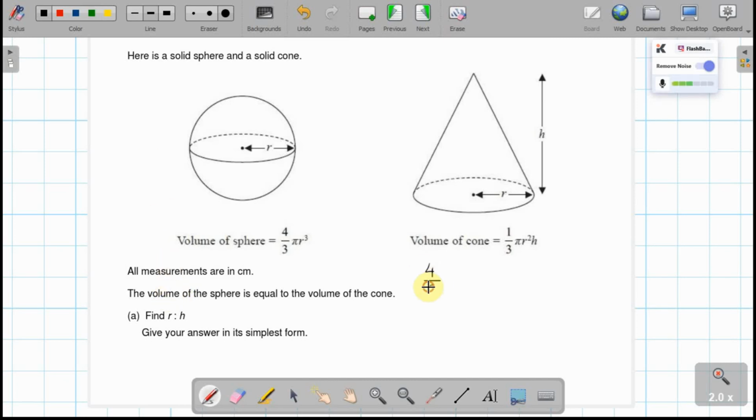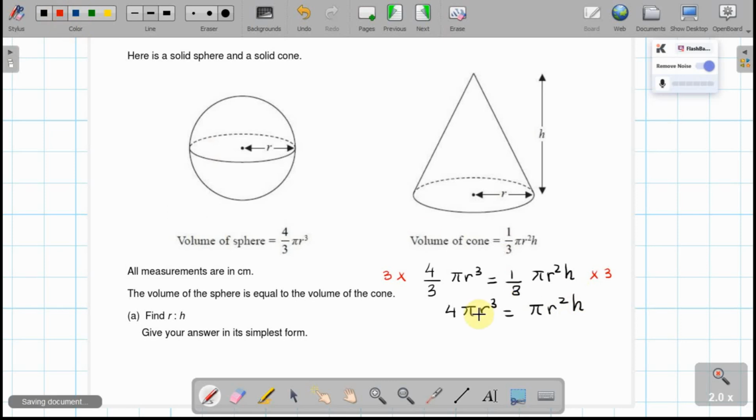Okay, the volume of the sphere will be 4 over 3 pi r cubed. That will be equal to 1 over 3 pi r squared h. Now, in order to get rid of the denominators, I multiply both sides by 3. This will leave me with 4 pi r cubed equals pi r squared h.